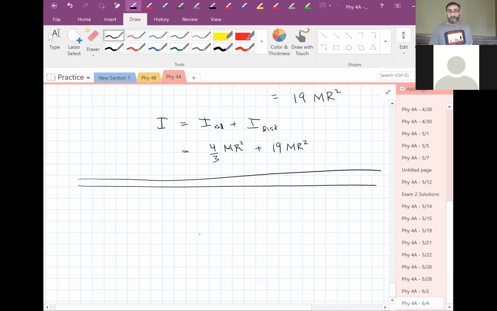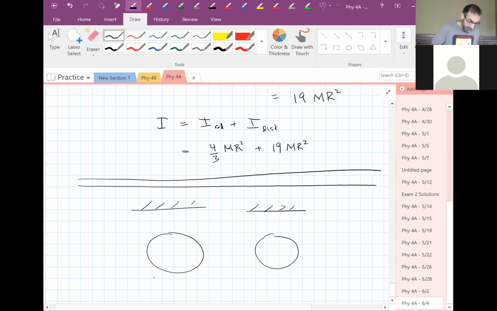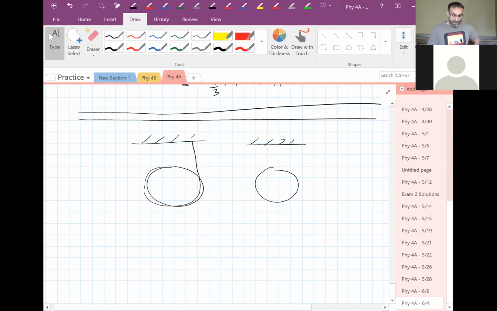Okay, if I have 2 hoops, one of them has a string or ribbon wrapped around it that's connected to the ceiling. And I drop them. We want to see where they land and which one hits the ground first. Okay. Let me share this. I made a video of this for you.